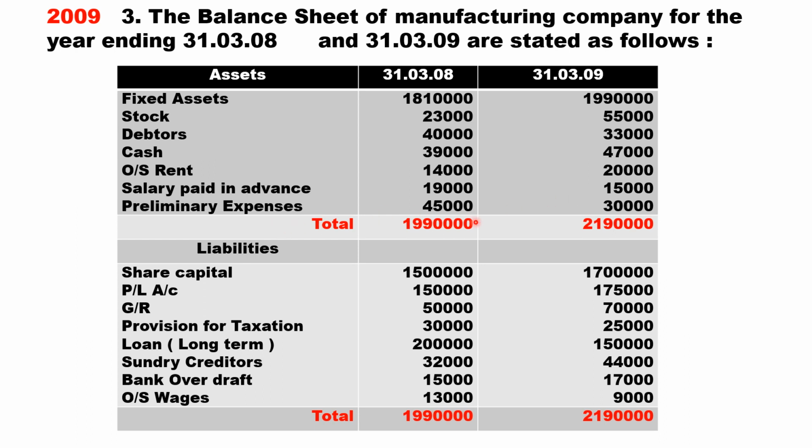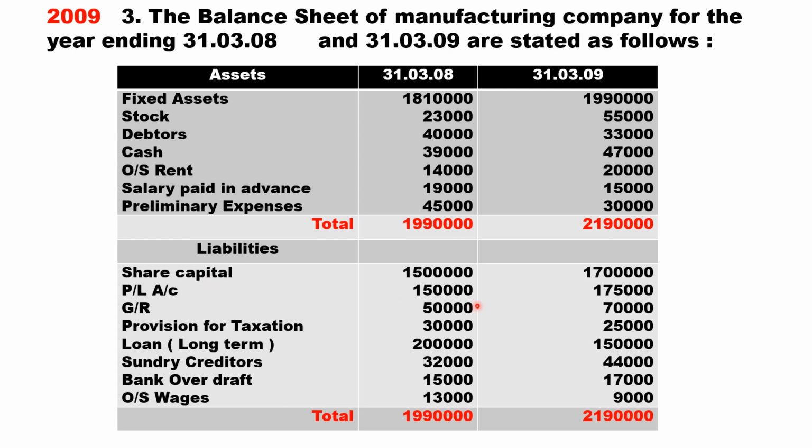Preliminary expenses: 45,000 last year, current year 30,000. That means 15,000 is written off. So preliminary expenses written off is 15,000. In OA you should add. Share capital: compared to last year, current year, there is an increase in share capital of 2 lakh. So 2 lakh is called issue of shares. It will come in finance activity.